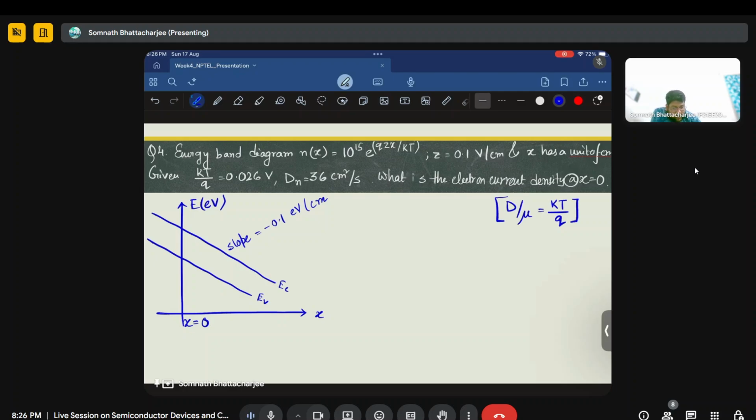So try to solve this. What is the electron current density at x equals 0? Let me write it down. So this is Jn. We have to find out the value of Jn when x equals 0. Try to solve this.